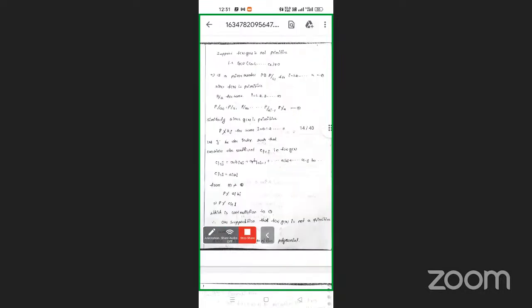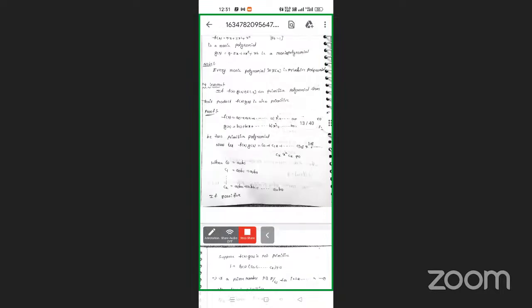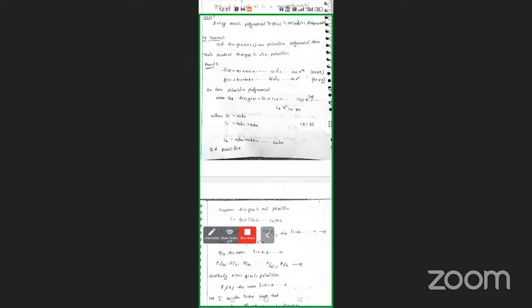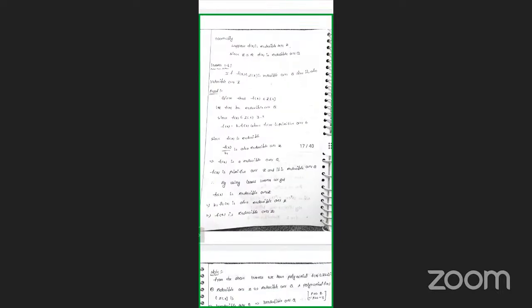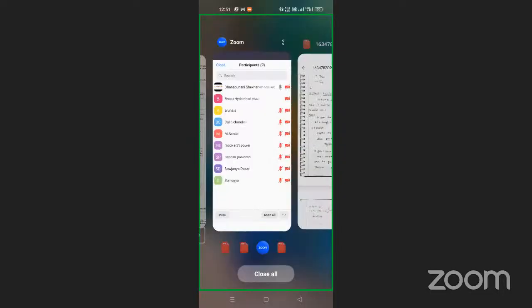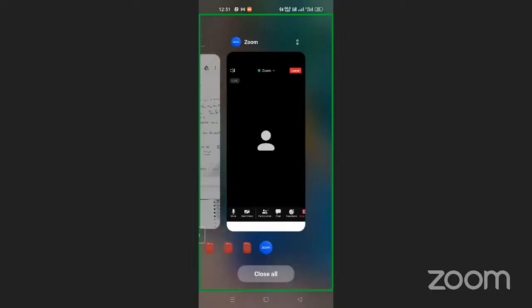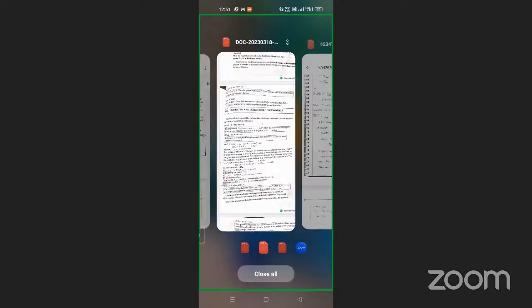Theorem statement: the product of two primitive polynomials is again a primitive polynomial. So this is theorem 12.5.2.